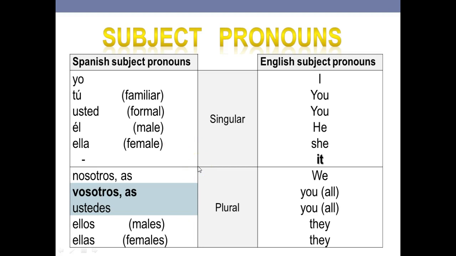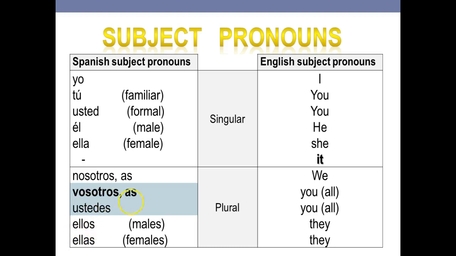Now let's talk about the plural aspect of the subject pronouns. We have nosotros or nosotras. It's important to know that Spanish by default is masculine. That means that nosotros will refer to a group of people, mixed group, either male or female. Regardless who in the majority is male or female, we will always say nosotros. Now, if it's only a female group, ladies will say nosotras.